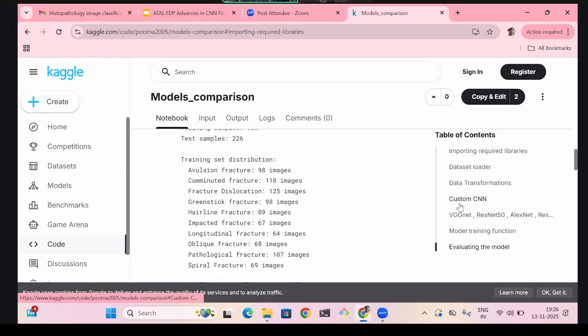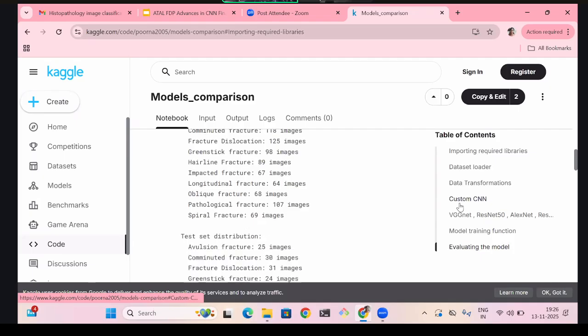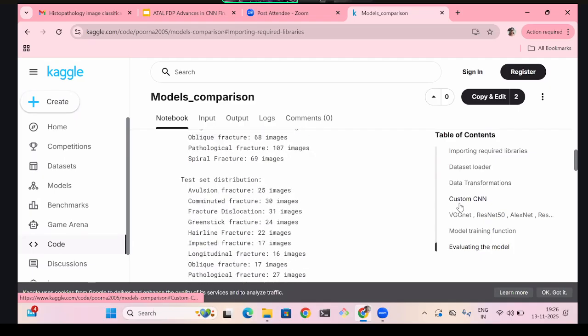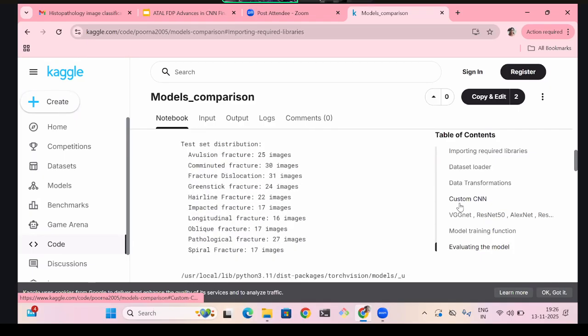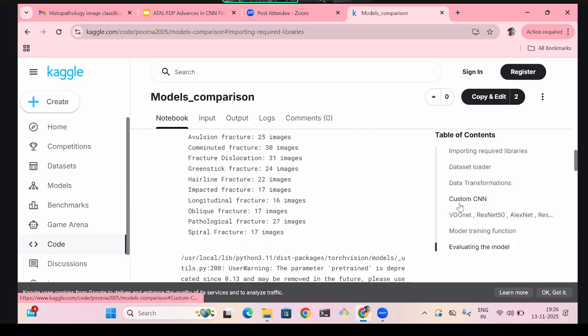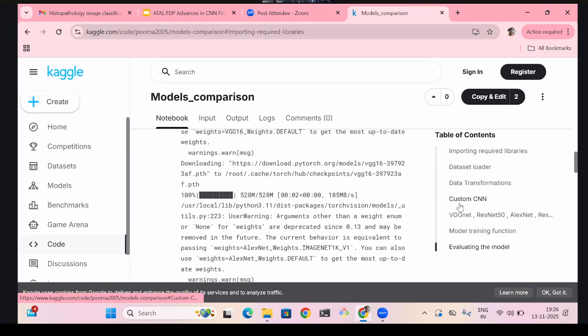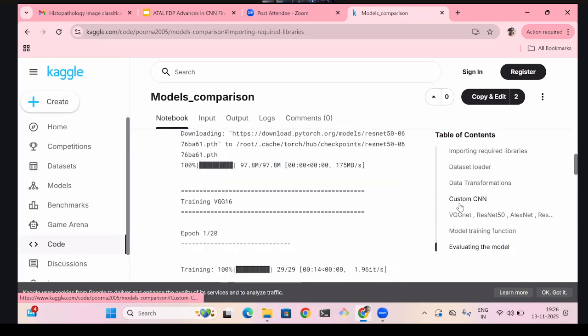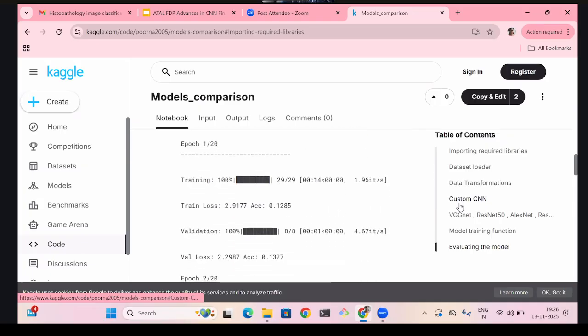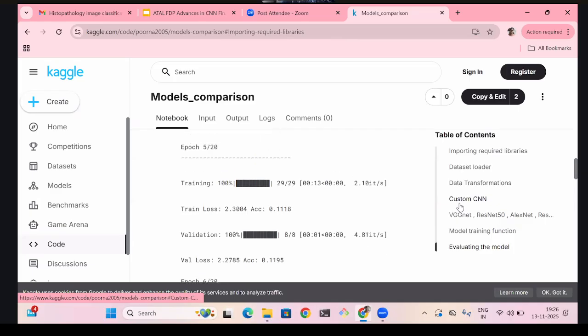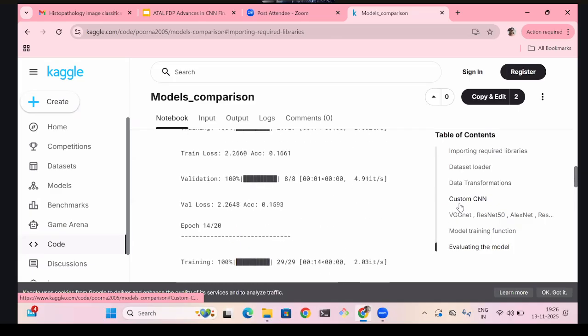This is the training set distribution with respect to the different classes: how many images are taken from each class for training purposes is listed out here. And the test distribution with respect to all the 10 classes, how many images are given as input for test, is given here. We trained the model for 20 epochs.